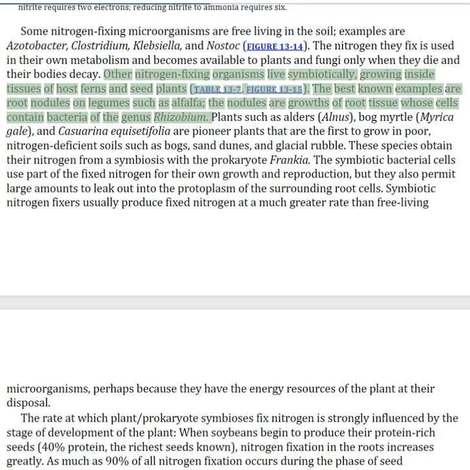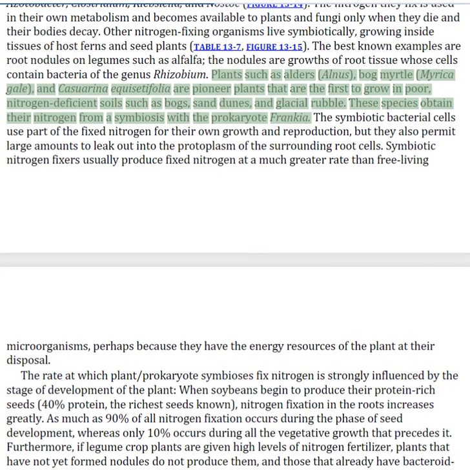Other nitrogen-fixing organisms live symbiotically, growing inside tissues of host ferns and seed plants. The best-known examples are root nodules on legumes such as alfalfa. The nodules are growths of root tissue whose cells contain bacteria of the genus Rhizobium. Plants such as alders, bog myrtle, and Casuarina equisetifolia are pioneer plants that are the first to grow in poor, nitrogen-deficient soils such as bogs, sand dunes, and glacial rubble.